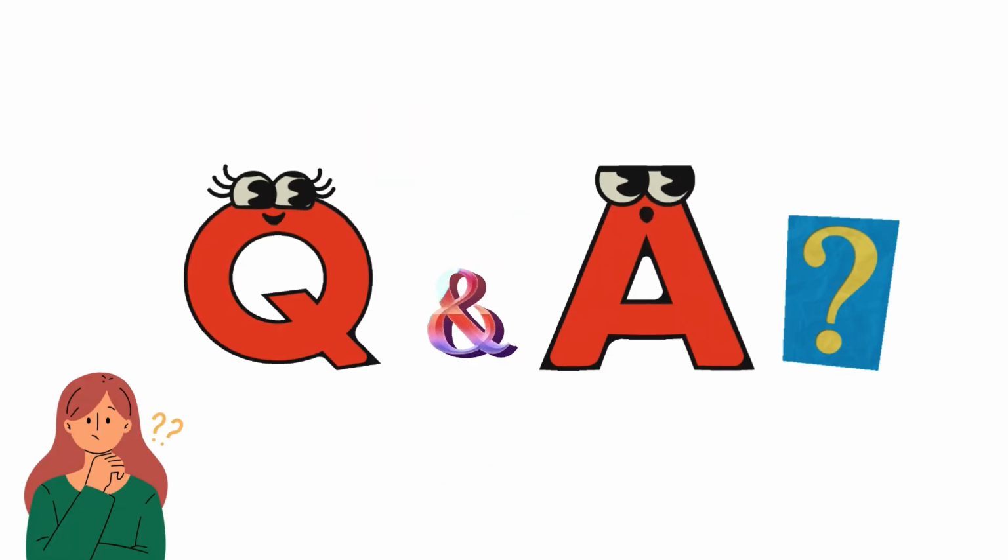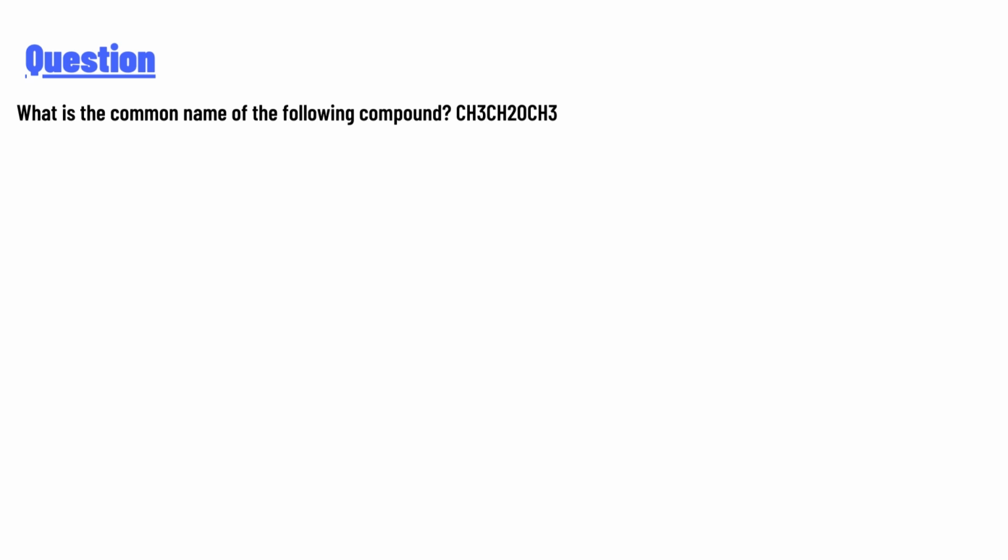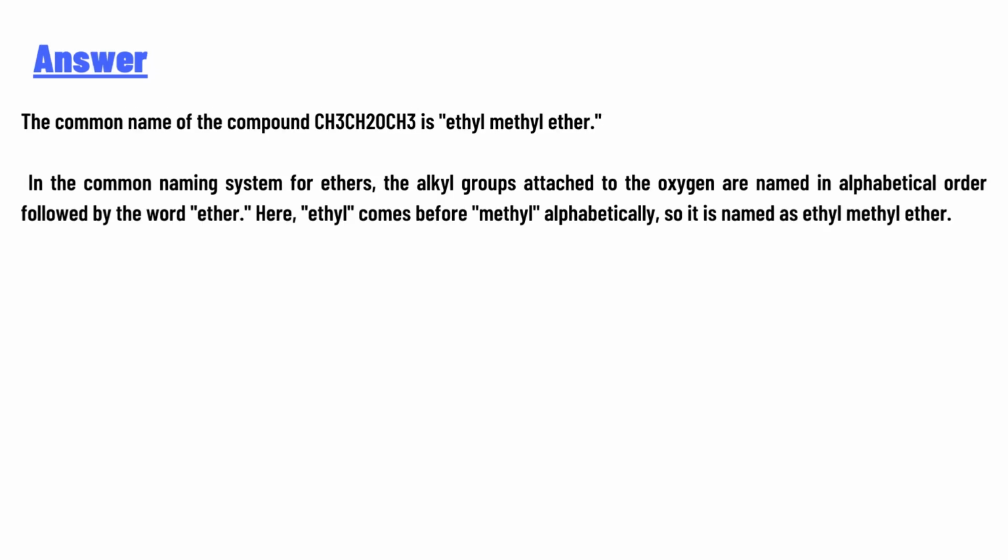So our today's question is, what is the common name of the following compound CH3CH2OCH3? And the answer of the question is, the common name of the compound CH3CH2OCH3 is ethyl methyl ether.